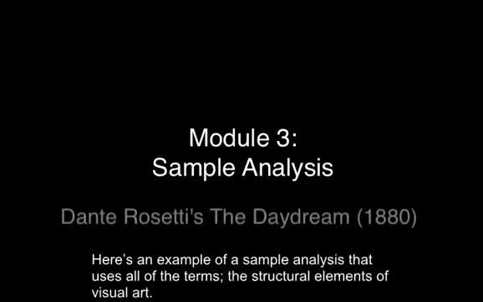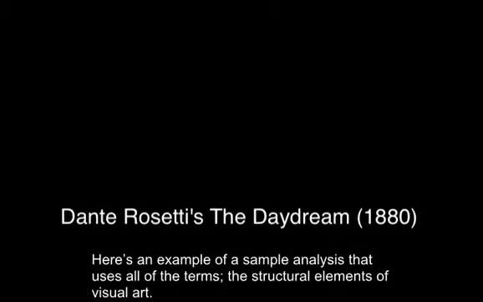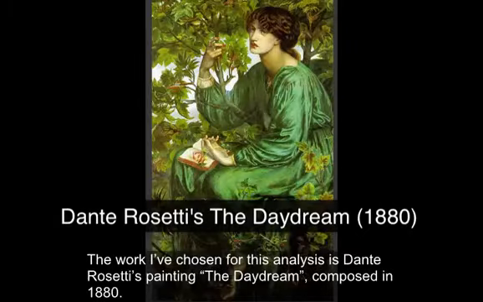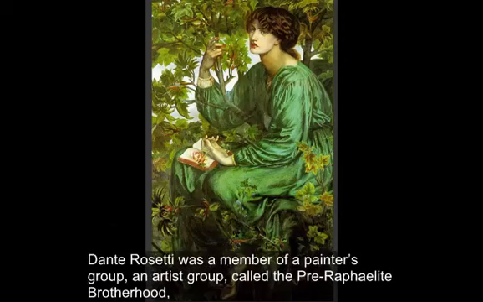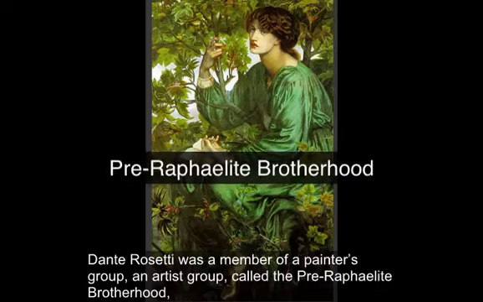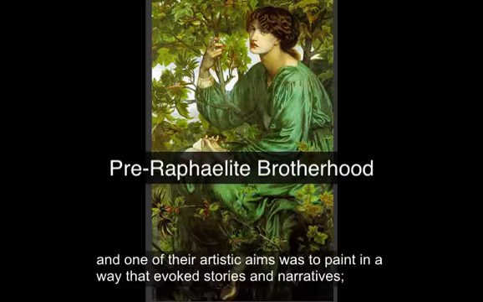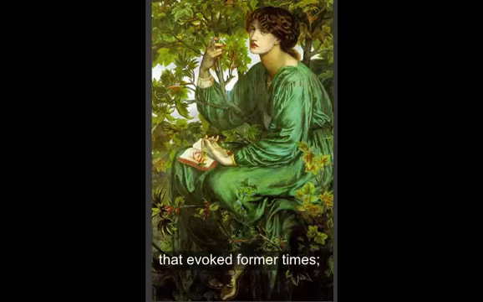Here's an example of a sample analysis that uses all of the terms, the structural elements of visual art. The work I've chosen for this analysis is Dante Rossetti's painting, The Daydream, composed in 1880. Dante Rossetti was a member of an artist group called the Pre-Raphaelite Brotherhood, and one of their artistic aims was to paint in a way that evoked stories and narratives, that evoked former times, perhaps the good old knightly days, days of mythology and legend.